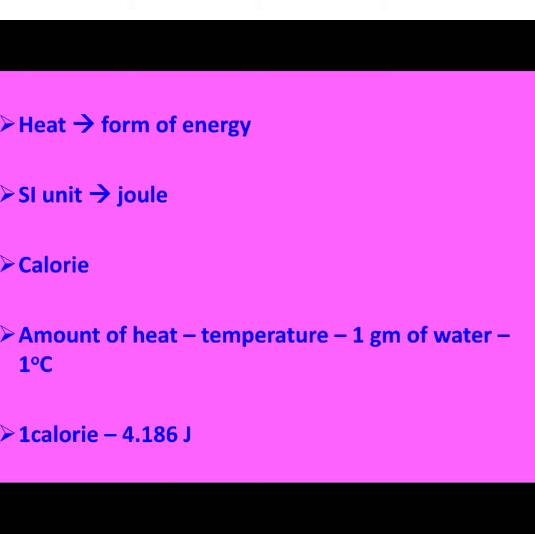The most commonly used unit of heat is calorie. 1 calorie is the amount of heat energy required to raise the temperature of 1 gram of water through 1 degree Celsius. The relation between calorie and joule is given as 1 calorie is equal to 4.186 joule.